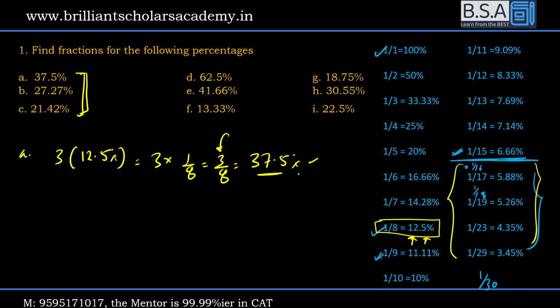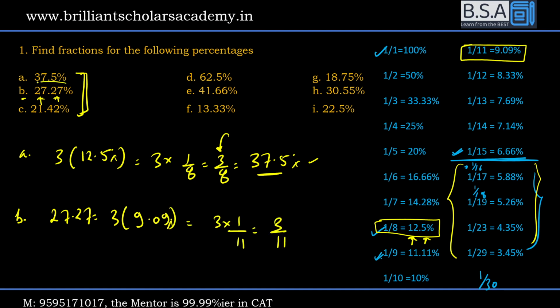Two multiples of 9 kept side by side. See that happening on the right side. Two multiples of 9 kept side by side. Look at this. Can I say what I have in front of me here is 27.27. Does it appear to you like 3 into 9.09? And what is 9.09 as a fraction? 1 by 11. So basically 3 by 11. Anytime you have multiples of 9 side by side, you can try and remember 1 by 11. Multiples of 9, 1 by 11.